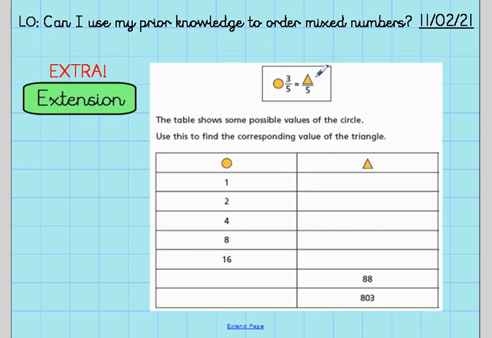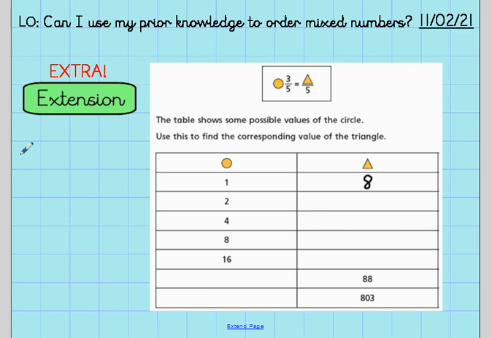And then there is an extra extension, okay? Converting from mixed to improper. This table shows you some values of the circle. So this circle, okay, when it's replaced with 1, what would the triangle equal? Then if you put it as a 2, what would the triangle equal? So when it's 1, it'd be 1 times 5, add 3 is 8. So it'd be 8 fifths, so that becomes an 8, okay? Then if we replace that with 2, what would it become? Then, okay, if the triangle was 88, what would this be in here?